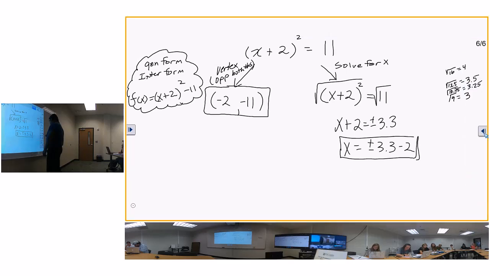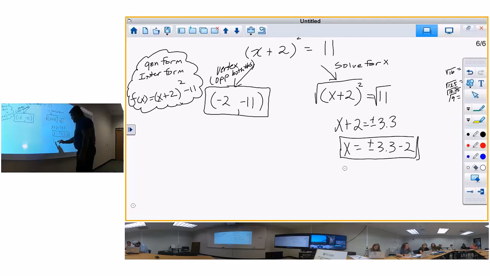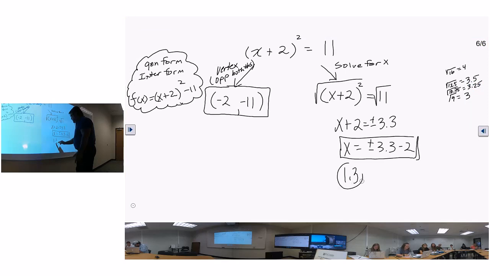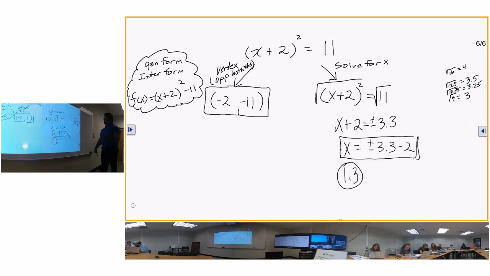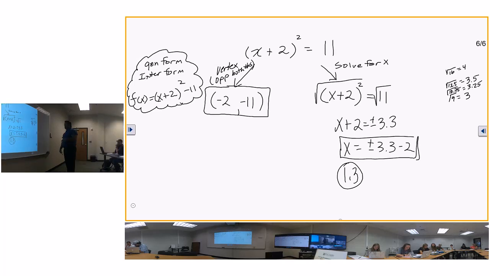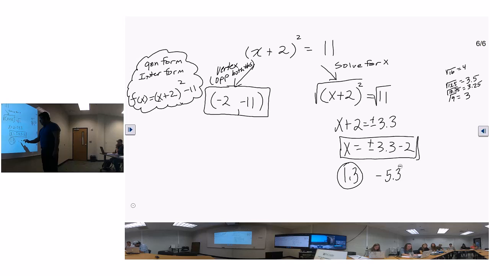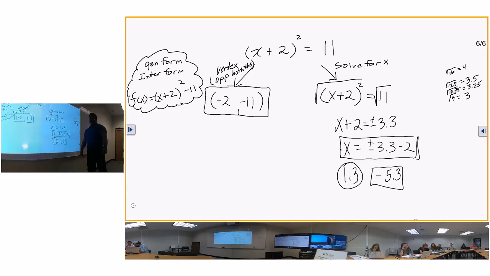It's a miracle. 1.30. That's good. And if you owe somebody $3.30 and you owe somebody $2, what do you owe them? You owe them $5 and 30 cents. There's your two x-intercepts.